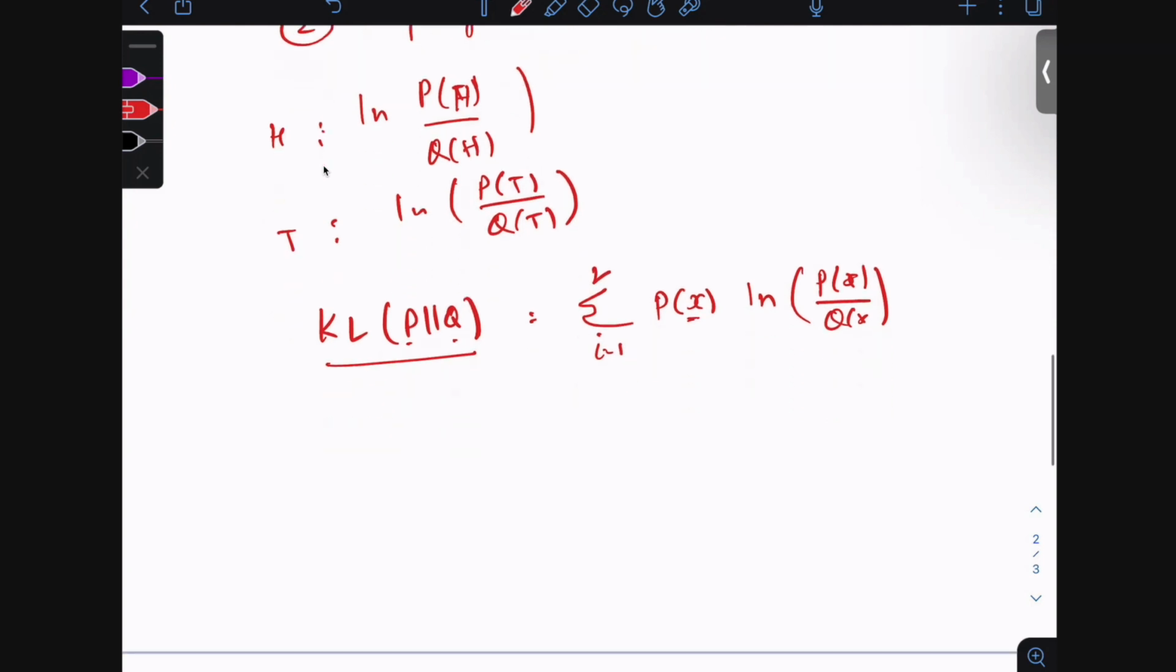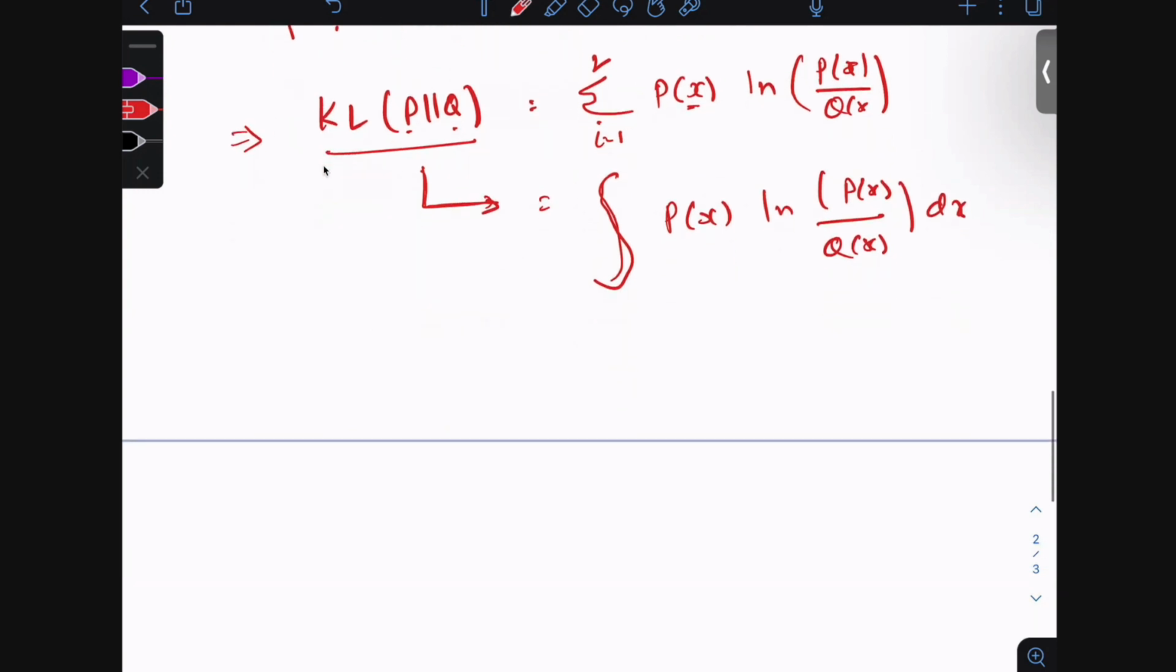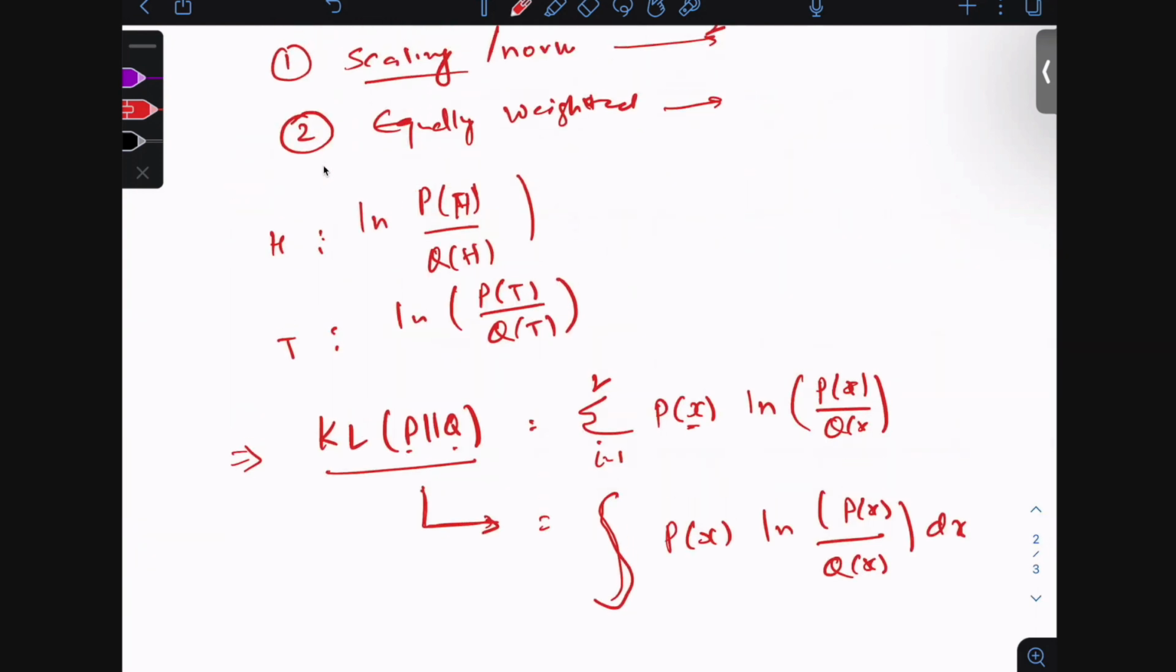Okay, now if we expand this particular thing, this is for the discrete Bernoulli distribution. So KL for a continuous variable would be an integral of p(x) ln p(x) by q(x) dx, right? So this will be continuous. Okay, now this is what the KL divergence is, right? And we intuitively arrived at why there is a log, why it is getting divided, and why it is multiplied by this. And we have understood what KL divergence is, right?